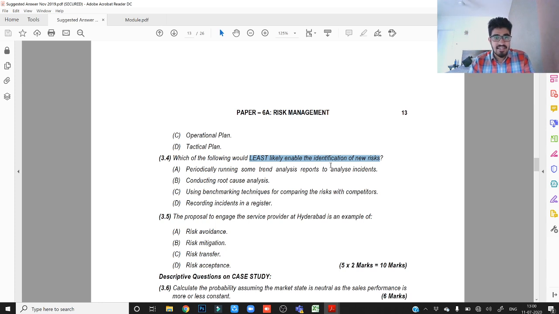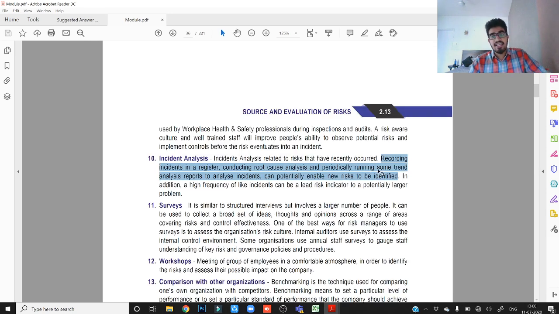Least likely enable the identification of new risks. So you can now understand that the institute is asking MCQs literally from any sentence of the module. So in terms of preparing the index, what you have to ensure is that whenever you see a comma, or whenever you see that there are 3 points written in a particular sentence, you have to ensure that you cover this particular point in your index.